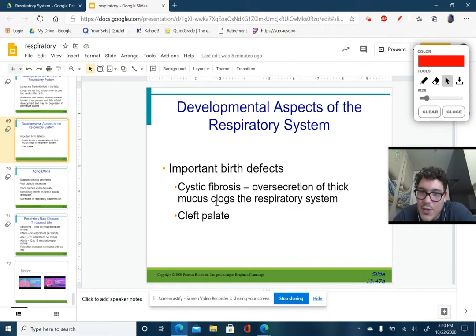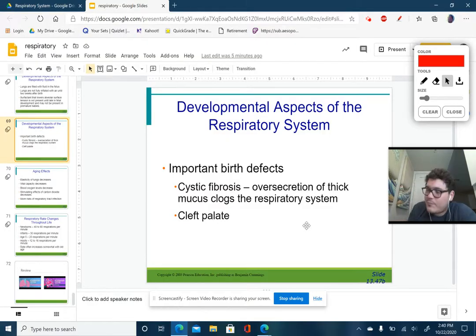Developmental aspects continued. Birth defects that can occur. Cystic fibrosis. This is a rather common condition that can happen. It's scarring of the lungs, and if the lungs get scarred, it can overcreate mucus, which will then clog the respiratory system. If caught early enough, this can be treated properly.